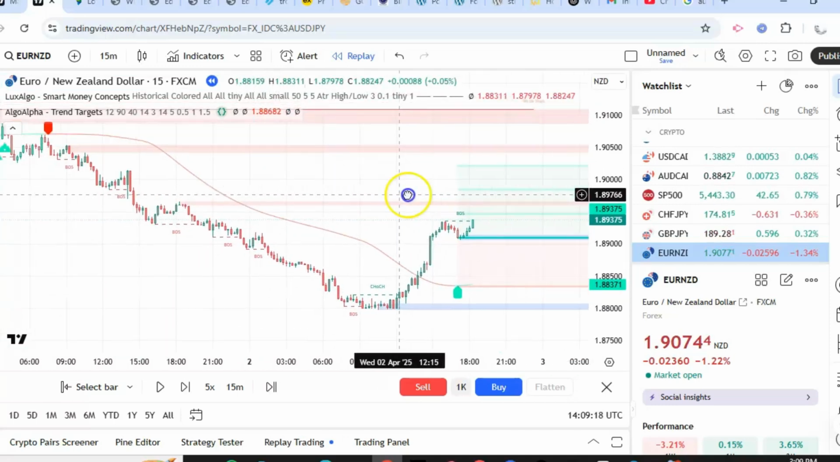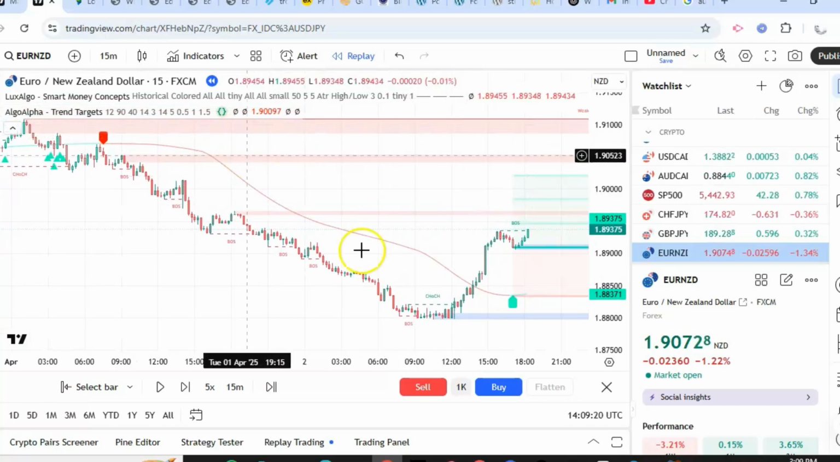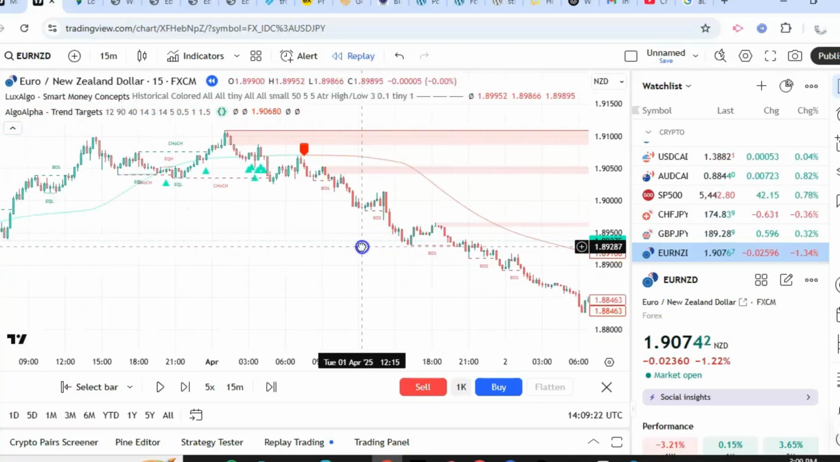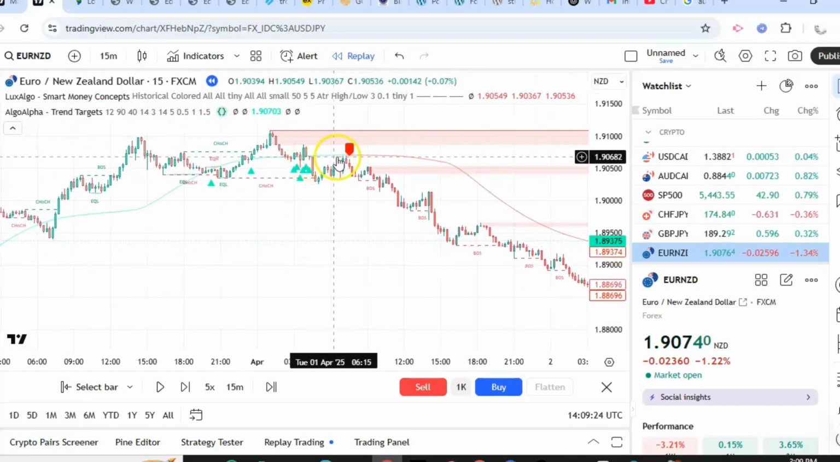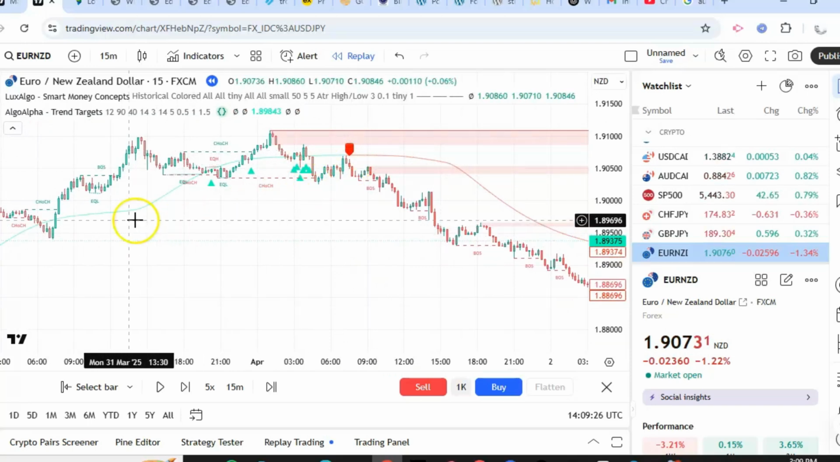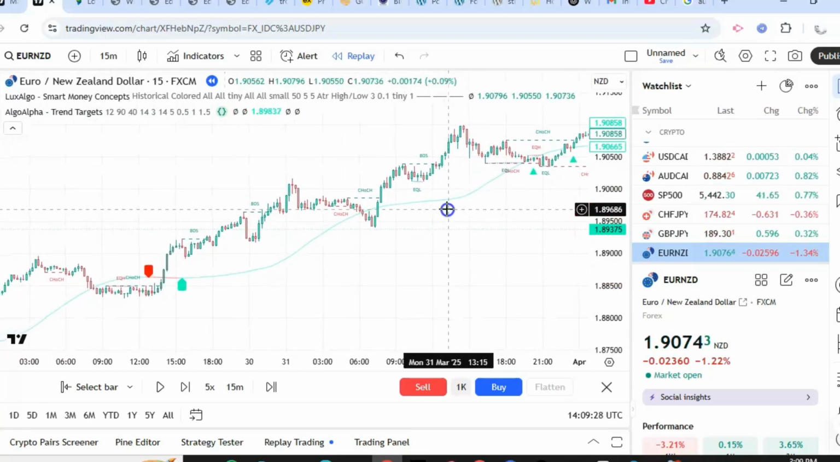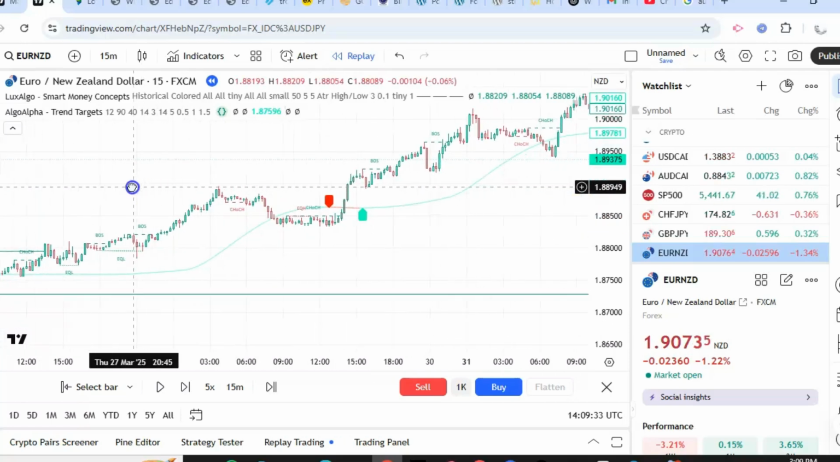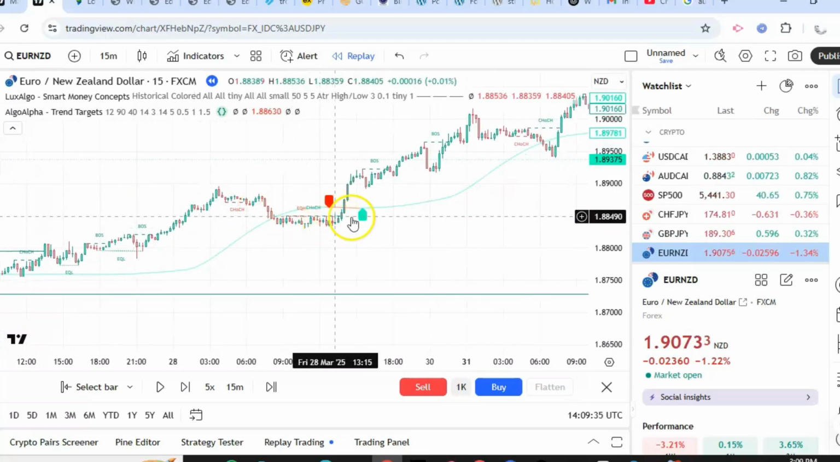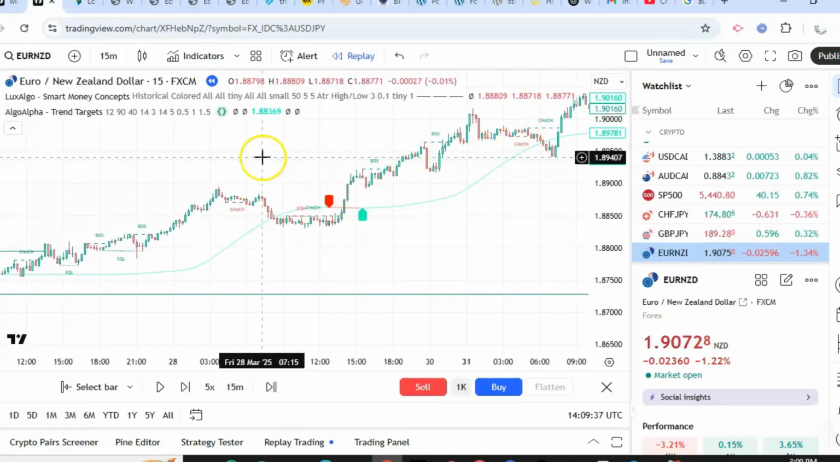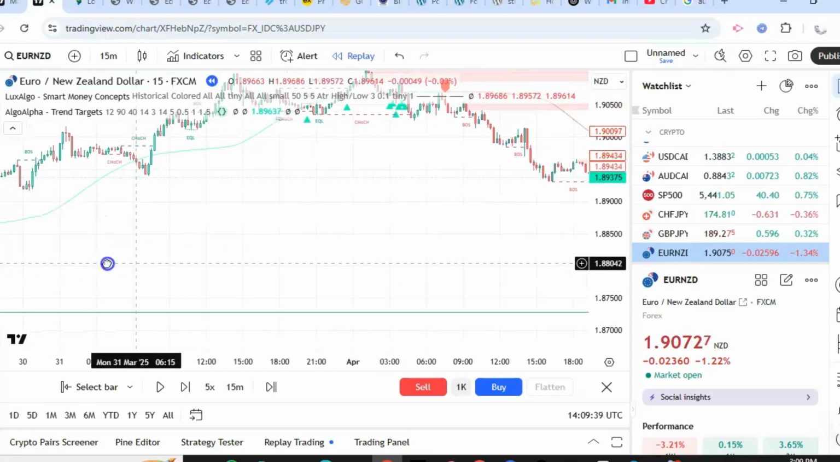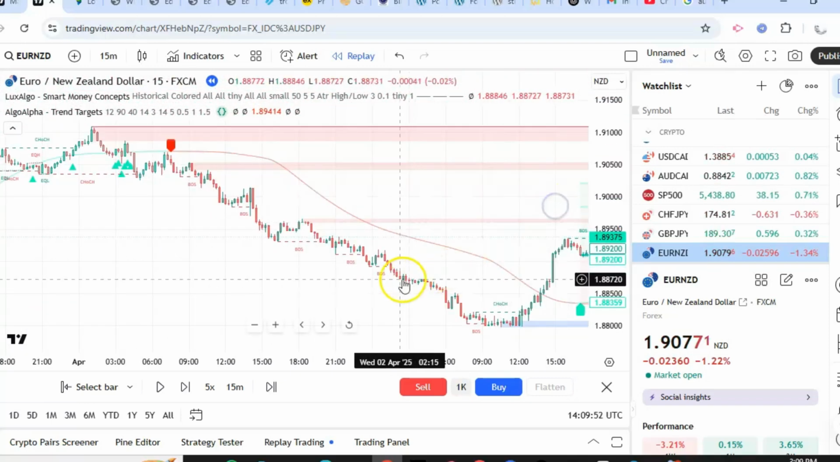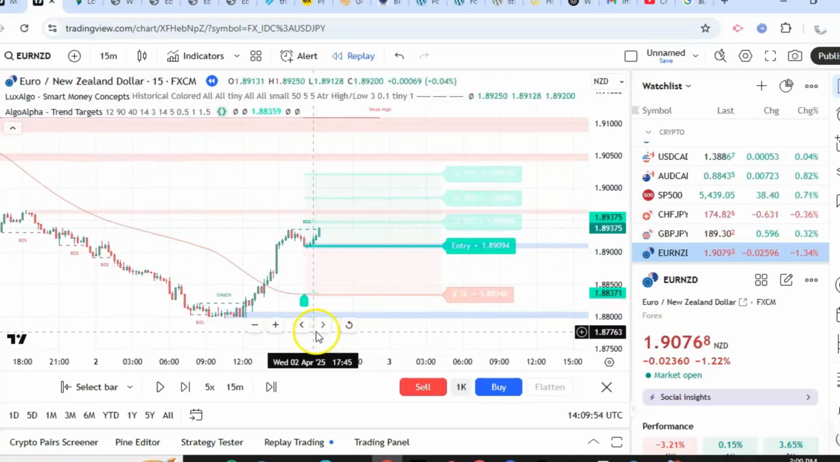But even if you don't use this other indicator called Smart Money Concept, you can still make use of this. I found out that these Algo Alpha trend targets have a high win rate. Okay, you can't have 100%. For instance, you see this one did not go anywhere, but immediately after that happened, you see that. Okay, so I'm going to backtest this. All right, so let's run.